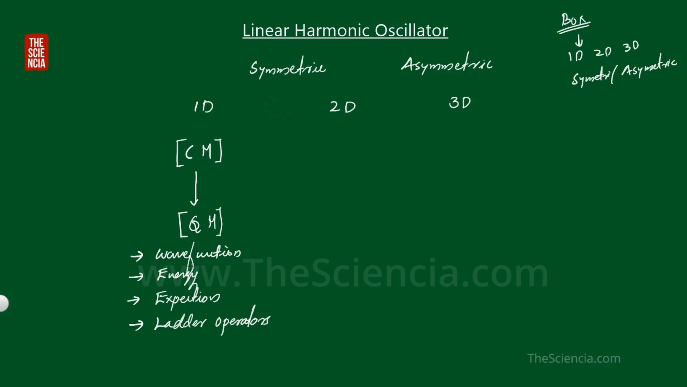Then we extend this idea of 1D LHO to 2D and 3D. Okay. And we consider these two cases, symmetric and asymmetric, also. Okay. This is the overview of lectures on linear harmonic oscillator. So first I am going to start with 1D LHO in classical mechanics.